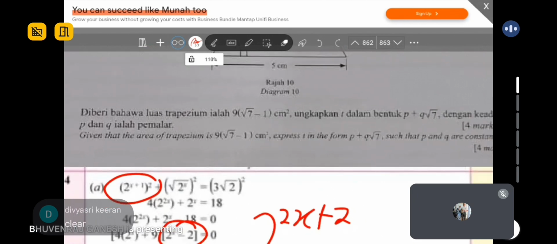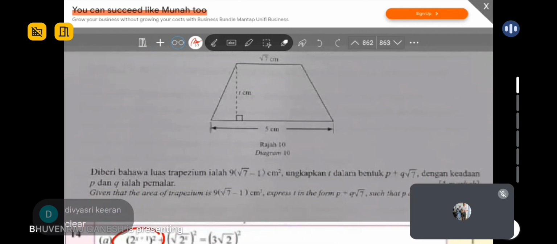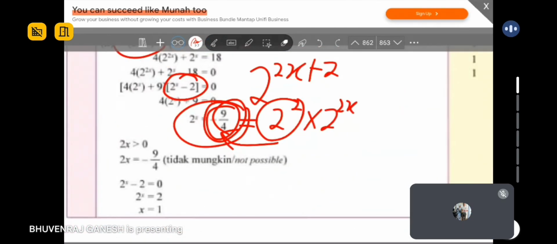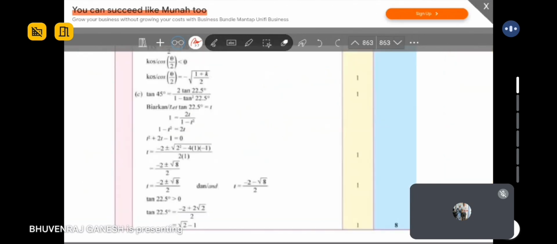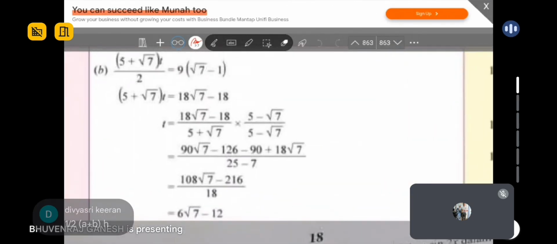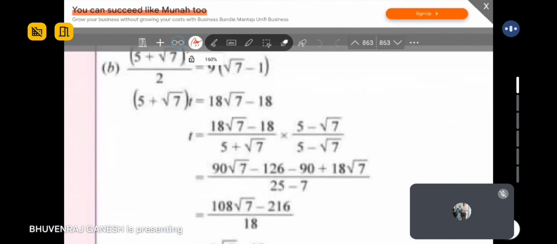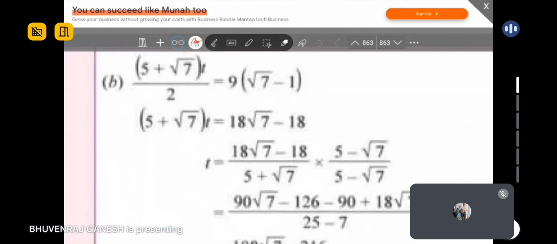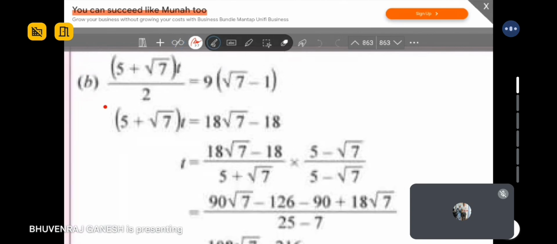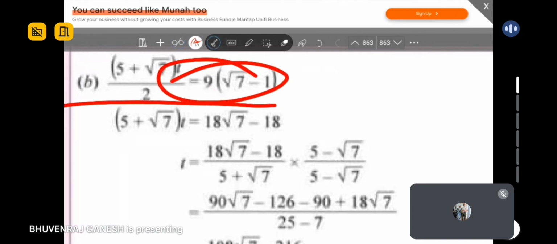Okay, last one, guys. Question B, they tell you the area of the trapezium is this one. So what is the formula, guys? Can you all tell me what is the formula you know? Yes, half times the sum of two parallel sides times the height. So if you apply the formula, you will get this equation. This is the area given in the question.